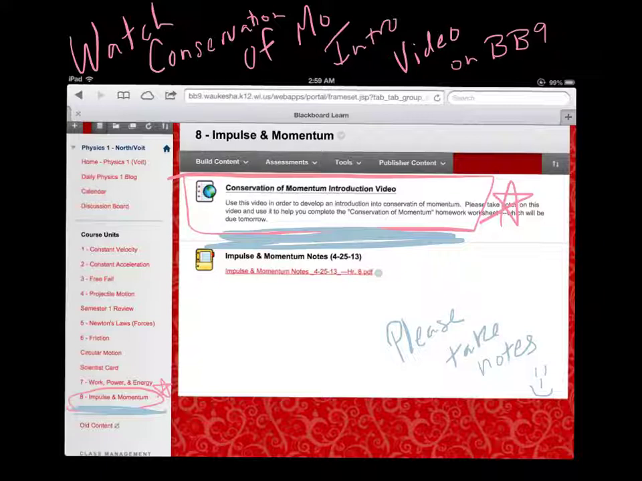When you show the sub your notes, you'll be able to get your homework assignment for the period. So please make sure to go get that homework assignment after you have all the notes from the full video taken. Notes are your path to getting your homework.